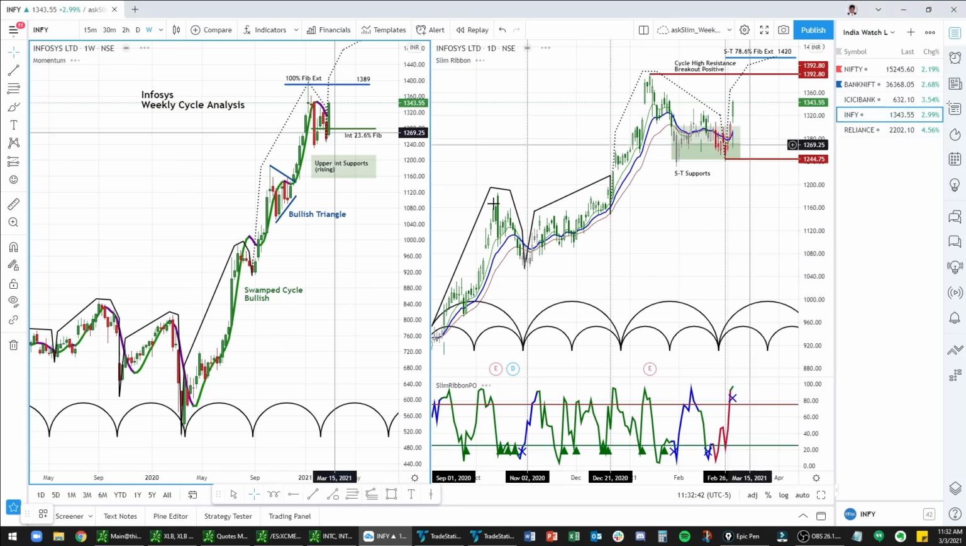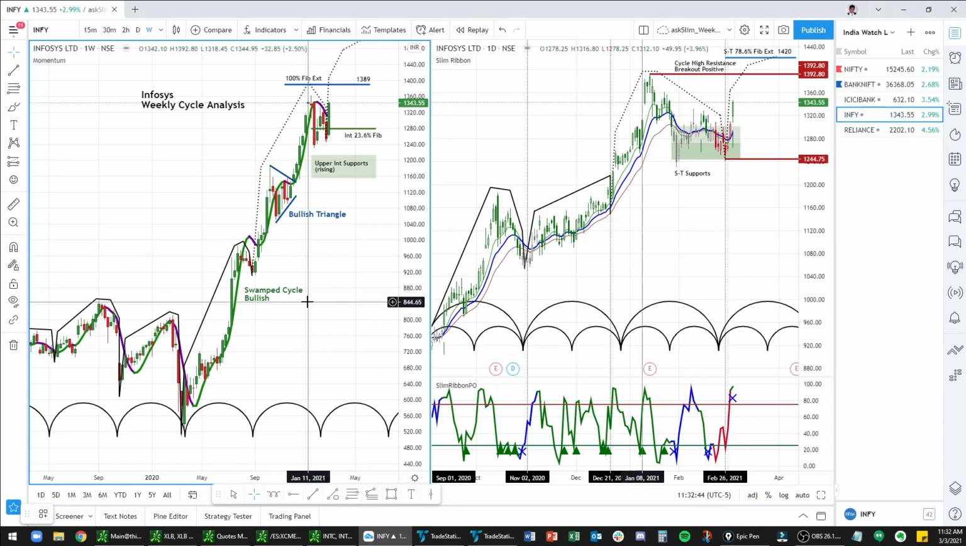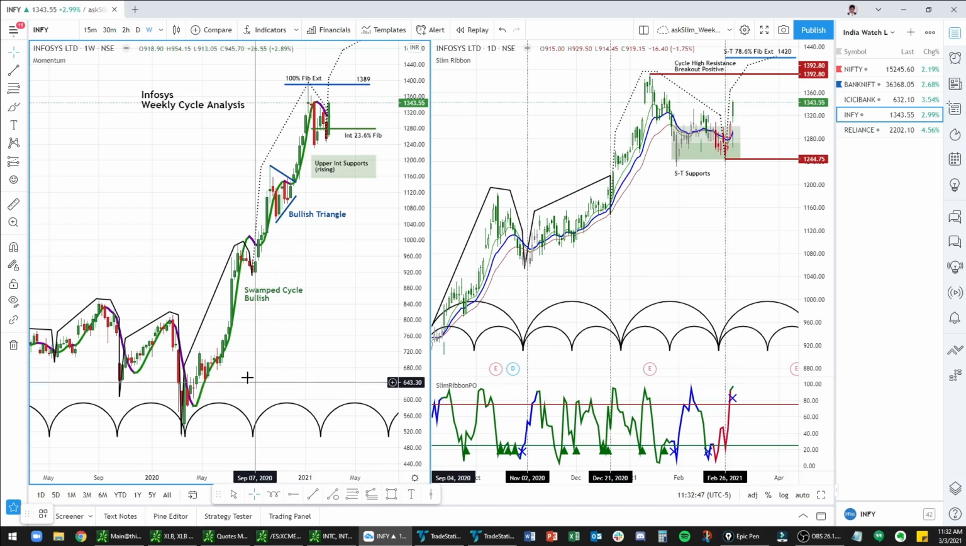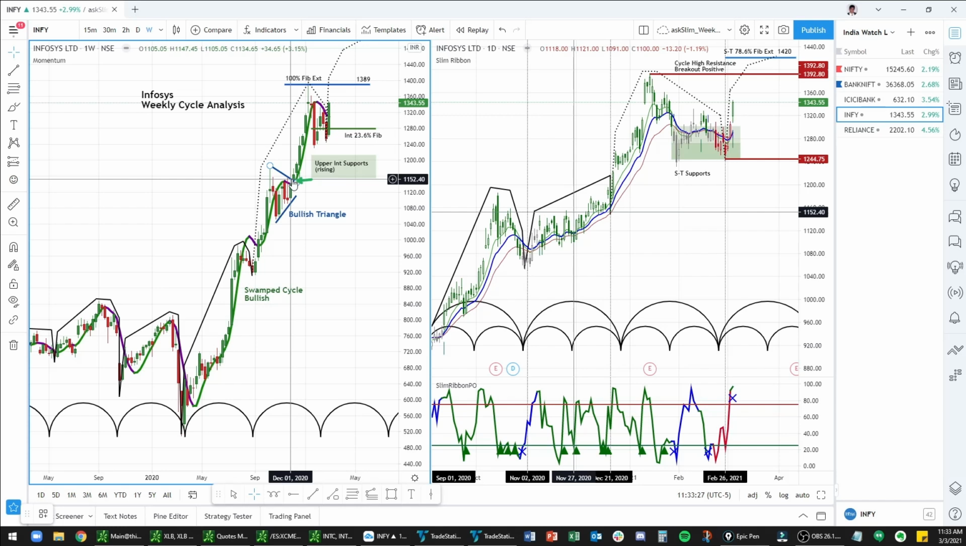This is Infosys. So this is Infosys, the weekly and daily. On the left, we have a swamp cycle that formed here. And you can see we had very little time to get a pullback. Just formed a little bit of a bull flag that then sharply turned back up as we entered into a new rising phase here. So that worked out perfectly. Then note this little bull triangle that formed here. I've highlighted it in blue. This is a really nice consolidation pattern to monitor for. You want to see a breakout from that triangle, and you can see the breakout that we got at around 1150, and we went straight up to almost 1400.